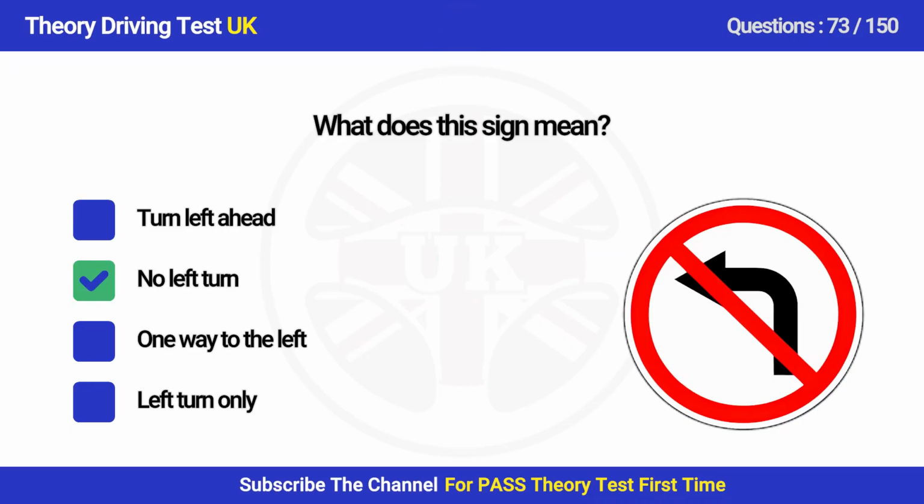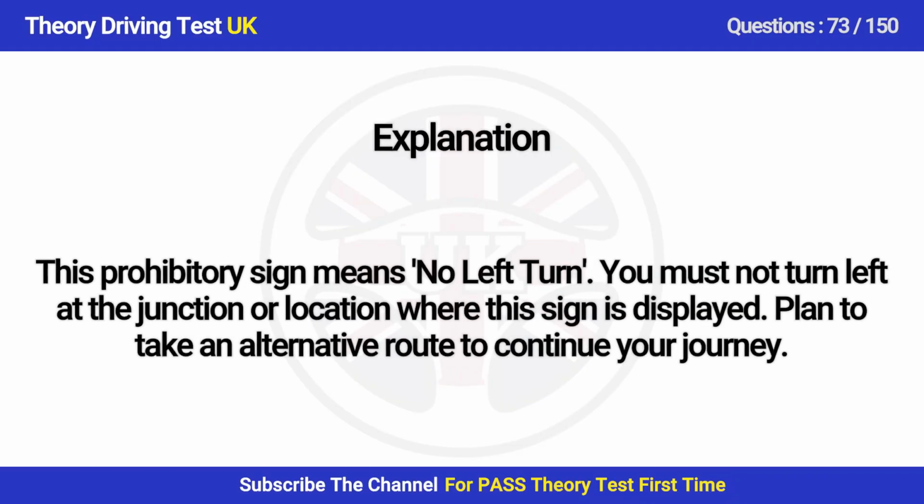Answers is B. No left turn. This prohibitory sign means no left turn. You must not turn left at the junction or location where this sign is displayed. Plan to take an alternative route to continue your journey.